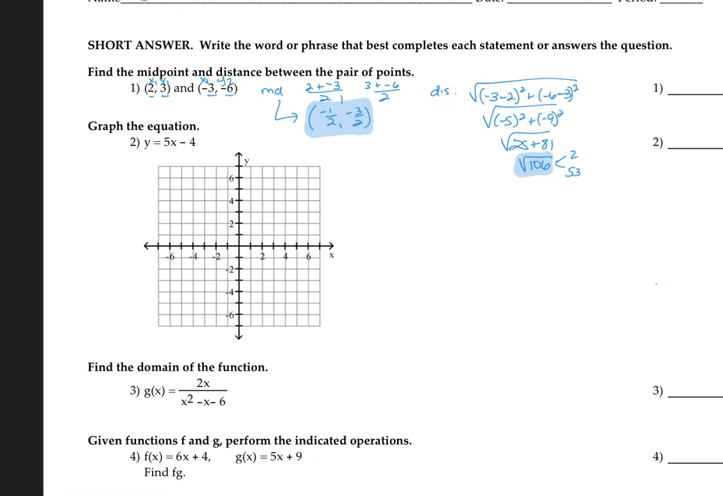The second one is graphing a line. We start at the y-intercept, which is negative 4, and then we use the slope, which would be 5 over 1. We go up 1, 2, 3, 4, 5, and over 1. And you can reverse that too if there's not the right amount of space. And then we just connect those points with a line.